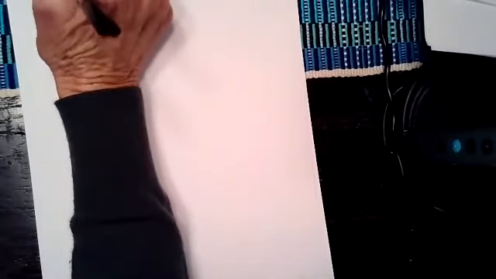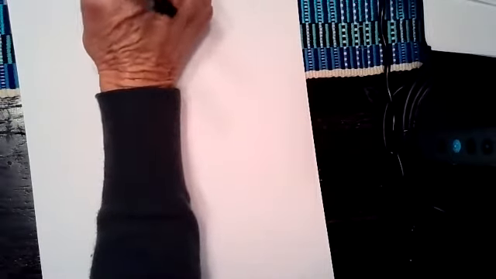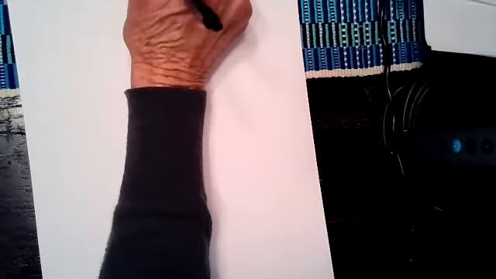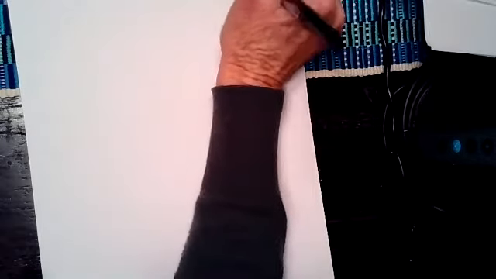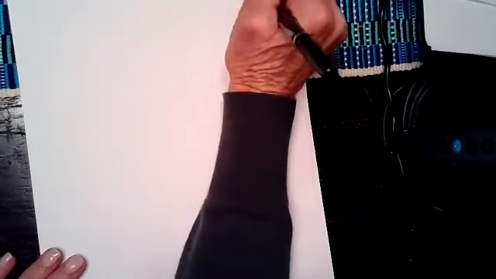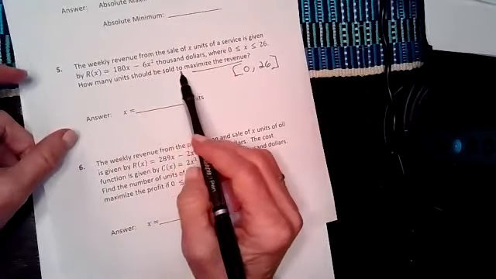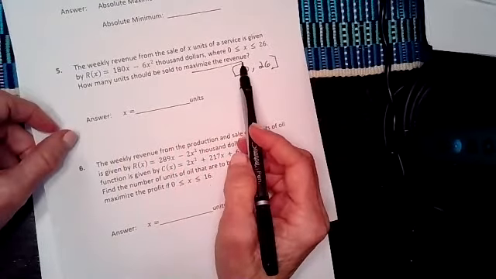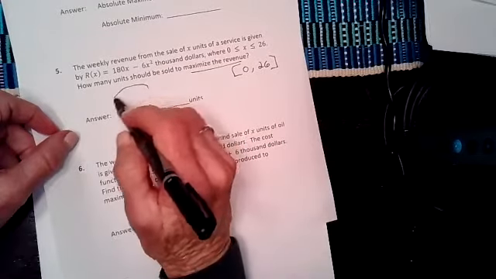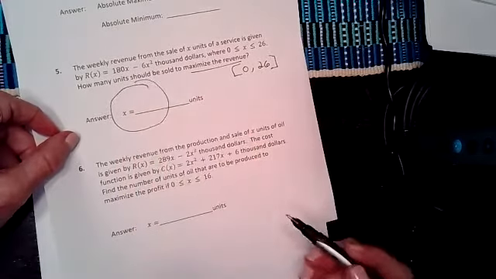All right, so let's write down my revenue function and my interval. We're going to do the same thing. My revenue function was 180x minus 6x squared from 0 is less than or equal to x is less than or equal to 26, which is the same thing as 0 to 26. And then this one is a little different because they want to say, all right, so how many units should be sold to maximize the revenue? Okay, so they want to know the X value. That's the number of units sold to maximize the revenue.